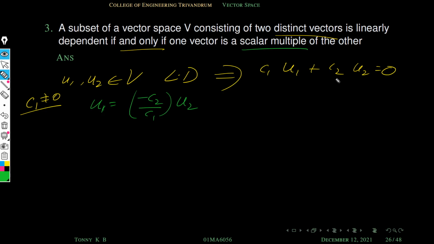Similarly, suppose C2 is not equal to 0. Then we have a similar result: u2 equals some scalar times u1. Anyway, whatever the case, one of them is a scalar multiple of the other.